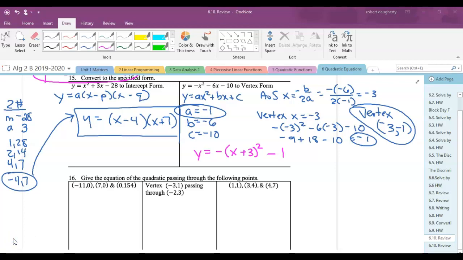Now the other way to go to vertex form is to do completing the square.